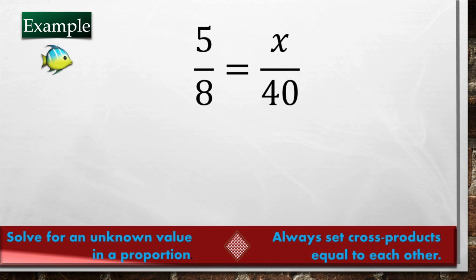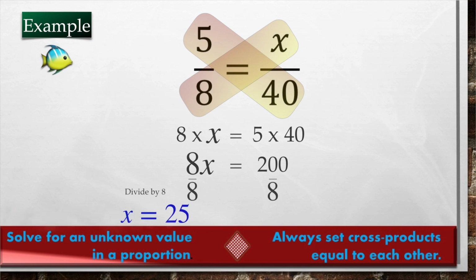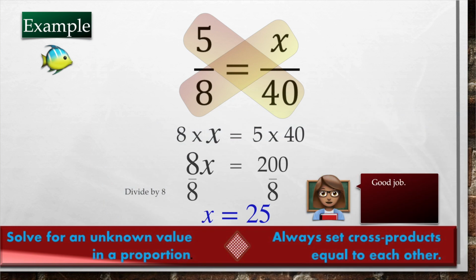Another example for you. So 8 times x equals 5 times 40, so 8x equals 200. Of course, we'll divide by 8. And your calculator or your division on paper will give you x equals 25. Good job. Now solve the next 6 problems in your notebook.